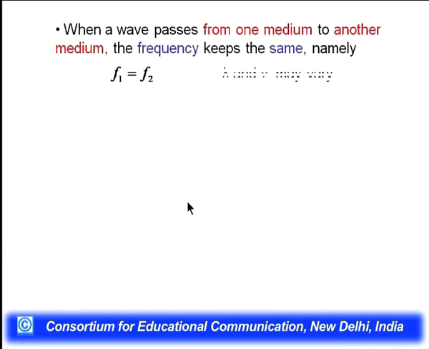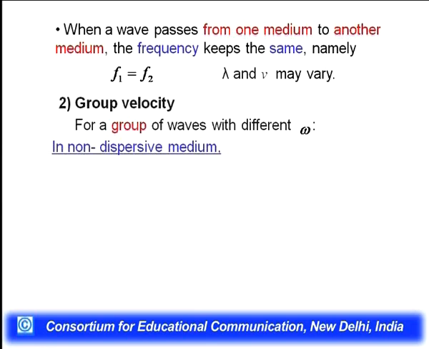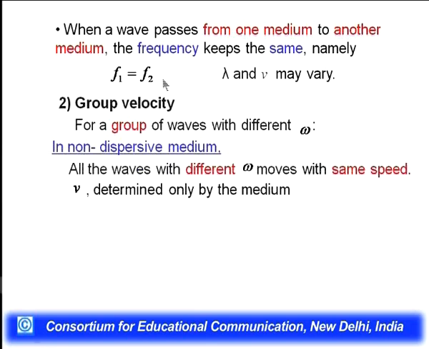Now when a wave passes from one medium to another medium, the frequency will be the same, and we define it as f1 is equal to f2. Lambda and velocity may vary, the frequency stays the same, and the distance between the two amplitudes will vary.